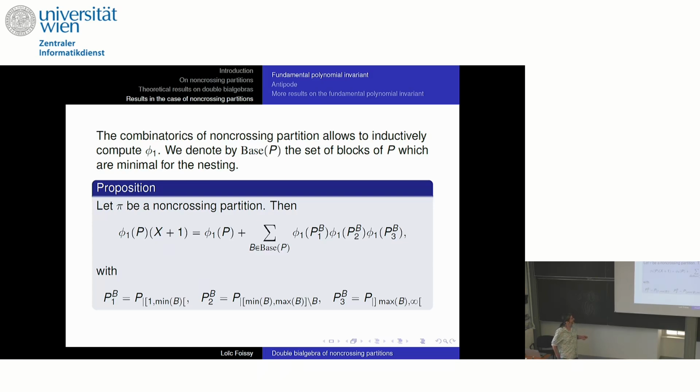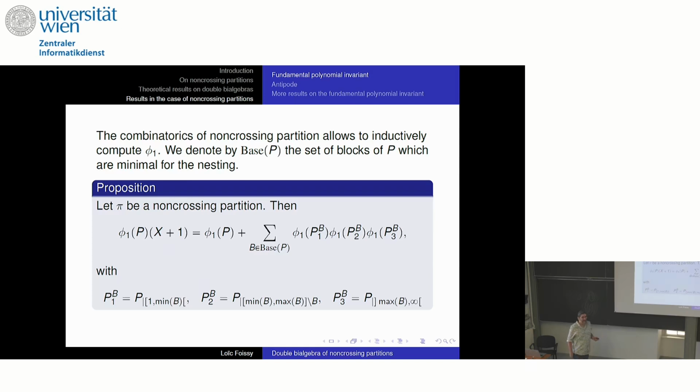You can compute it with a formula. What you can prove is something like this. You take a non-crossing partition P, you evaluate your polynomial in x plus 1. This is the same as this formula. So what does it mean? This is easy.